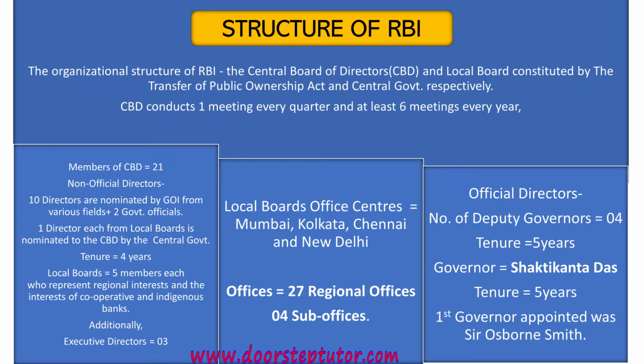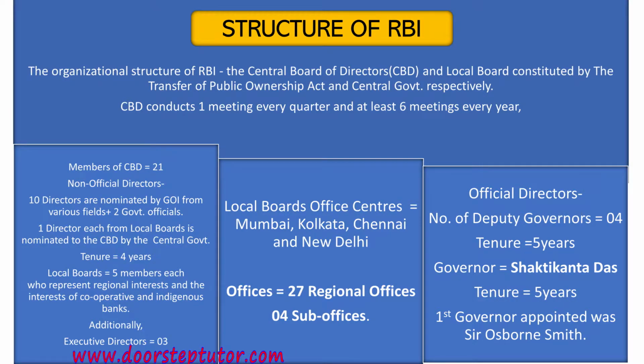It consists of 21 members. There are non-official directors, which include 10 directors nominated by the Government of India from various fields, along with 2 government officials, one from the economics department and the other from the finance department. There is a director from the local board, which is nominated by the CBD and by the central government. The tenure of the members is 4 years. From the local boards, there are 5 members, one from each regional office.